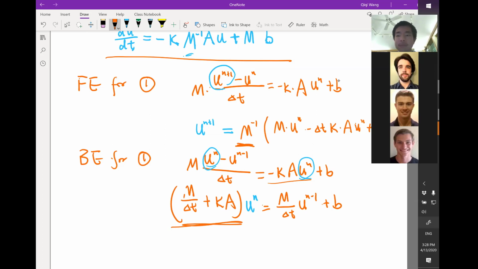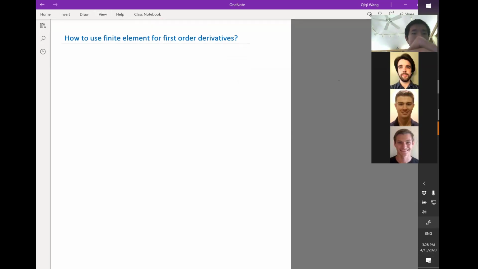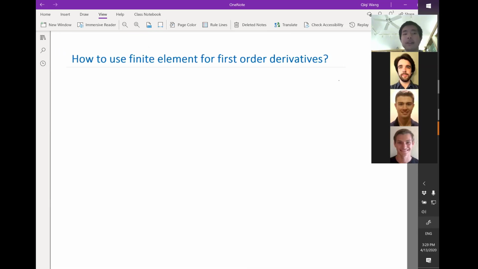All right. Any questions for this part? No? Okay, so let's spend a very quick few minutes on using finite elements to solve equations with first order derivatives. I'm not going to say much, but since you have to do this in your project, I'm just going to really quickly go over it.